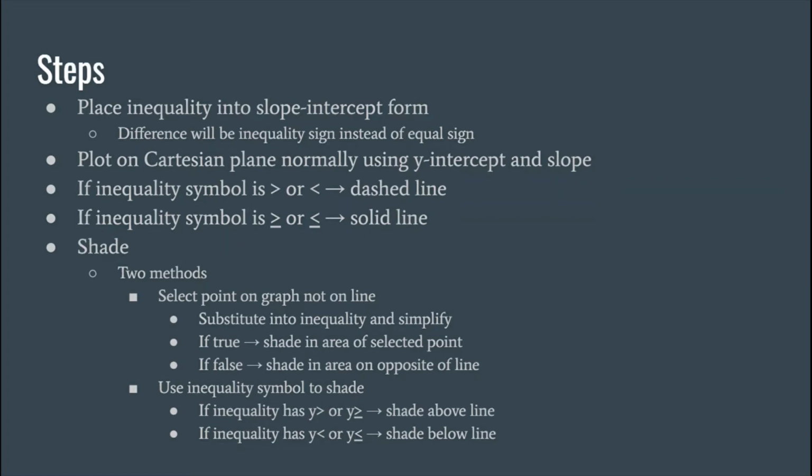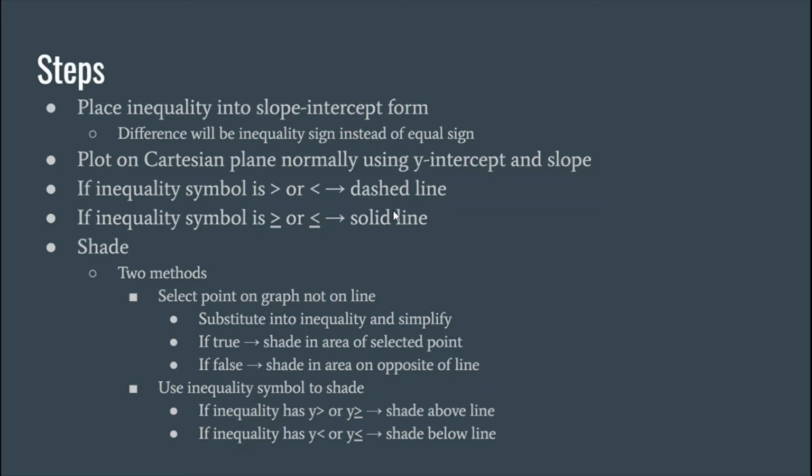So we plot it normally like we would on the Cartesian plane, using the y-intercept and the slope. The main difference is when we actually connect the dots. When we have these symbols, we're going to use a dashed line, whereas if we have these symbols here, we need a solid line.